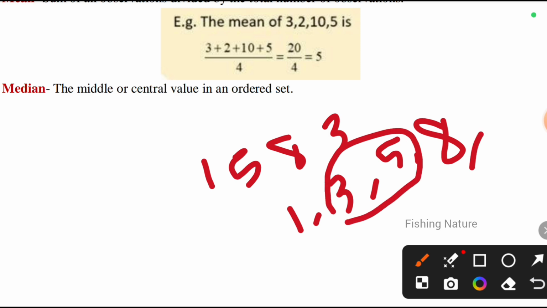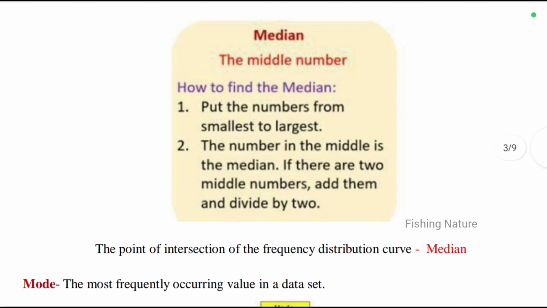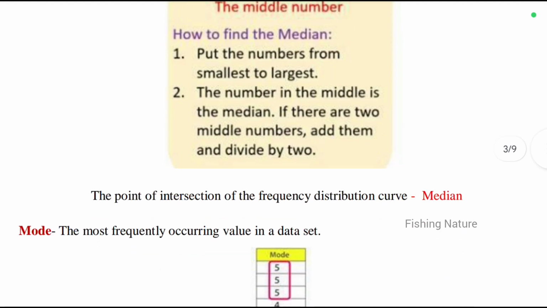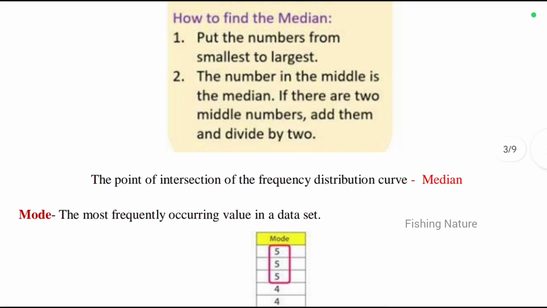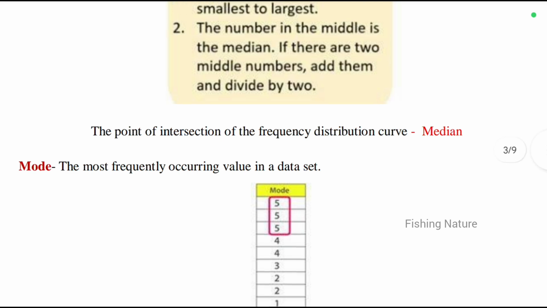If you have another number, like 10, then 5 is the middle value, and you can take that single value directly. Otherwise, if you have two middle values, then you add the two values and divide by 2. 3 plus 5 is 8, divided by 2. The value is 4, the middle value. You can calculate the median this way. You arrange from smallest to largest, and the number in the middle is the median. If there are two numbers, you add them and divide by 2.